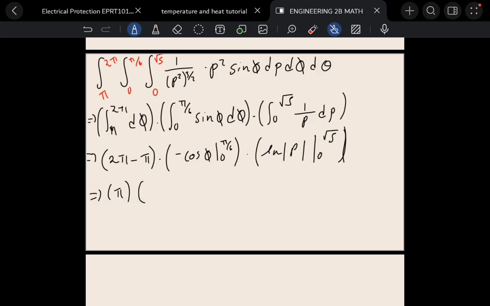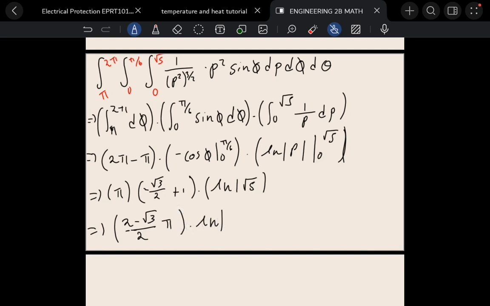Now, what is cos pi over 6? Now, 180 divided by 6, that is just 30 degrees. Now, cos 30 degrees, that is root 3 over 2, so negative root 3 over 2 plus 1 times ln root 5. Which is the same thing as 2 minus root 3 over 2, pi, times ln root 5.